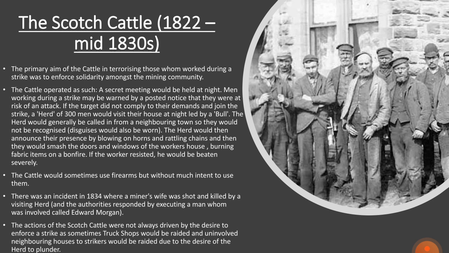If the worker resisted, he would be beaten severely. The cattle would sometimes use firearms, but without much intent to use them. There was an incident in 1834 where a miner's wife was shot and killed by a visiting herd, and the authorities responded by executing a man who was involved in the shooting, called Edward Morgan.